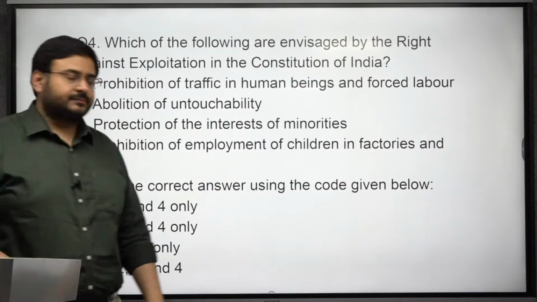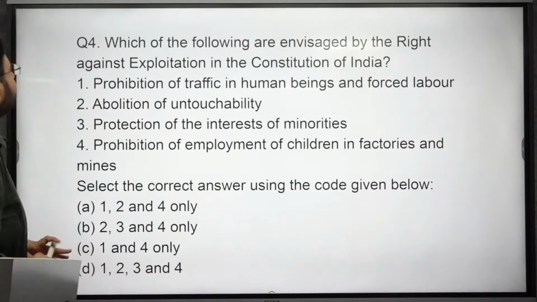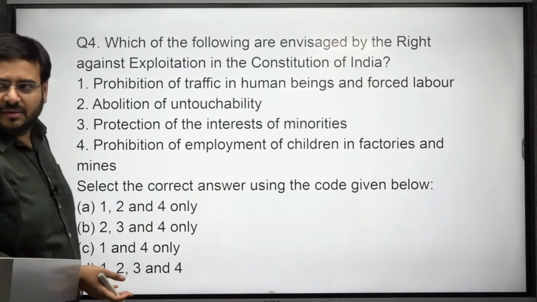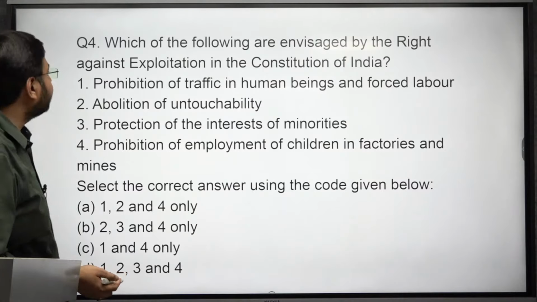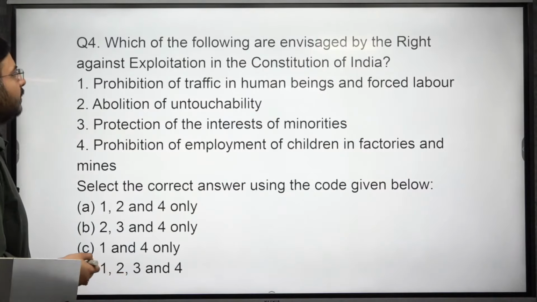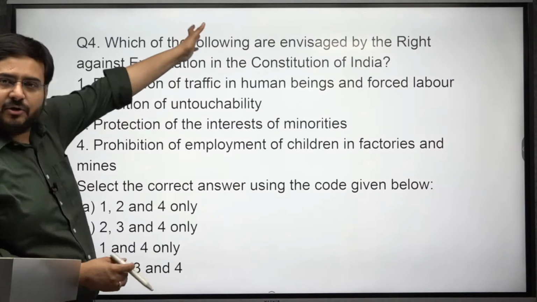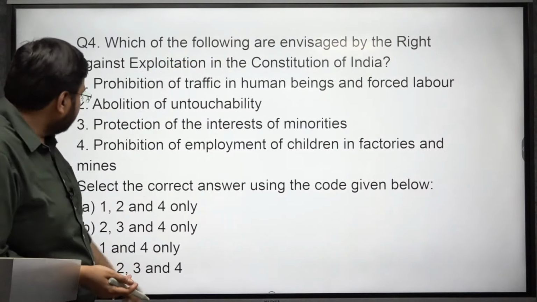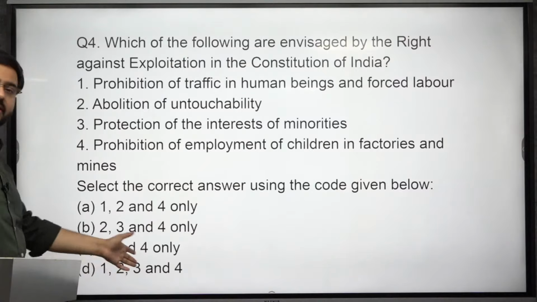C. It's a very simple question. Right against exploitation. Though we have not done it, but it is very simple. Prohibition of traffic in human beings and forced labor. Abolition of untouchability. It is under right to equality. So, 2 is wrong. Answer is C.